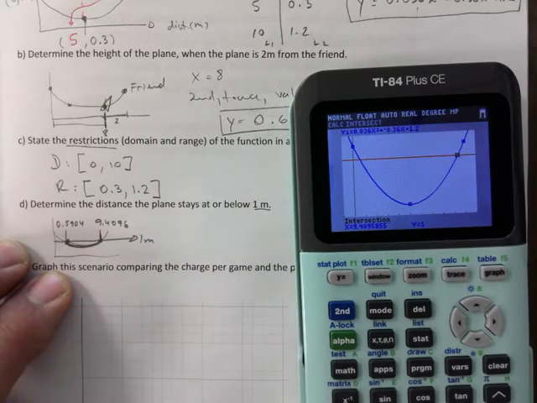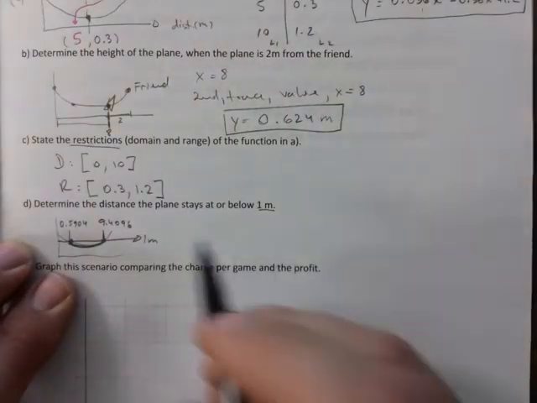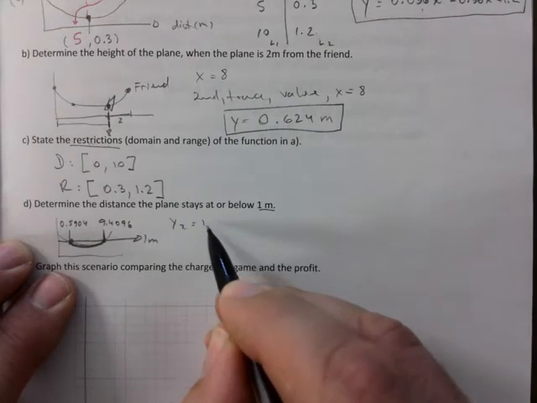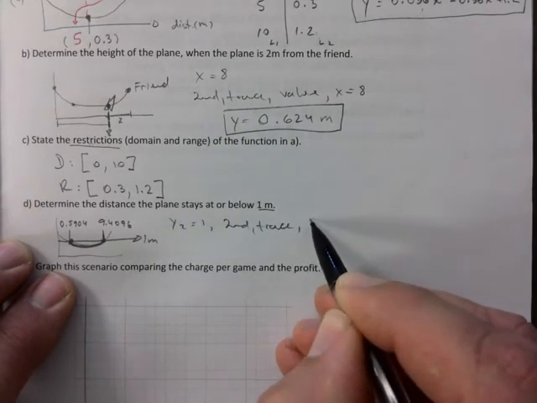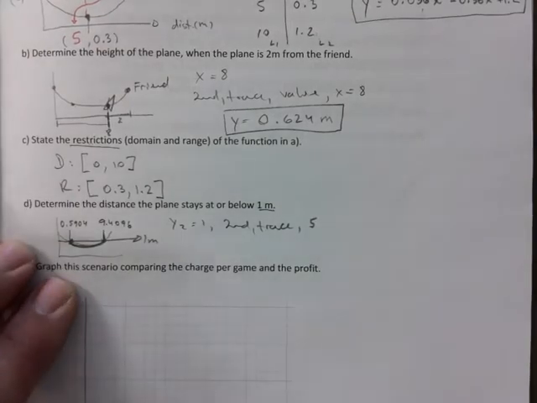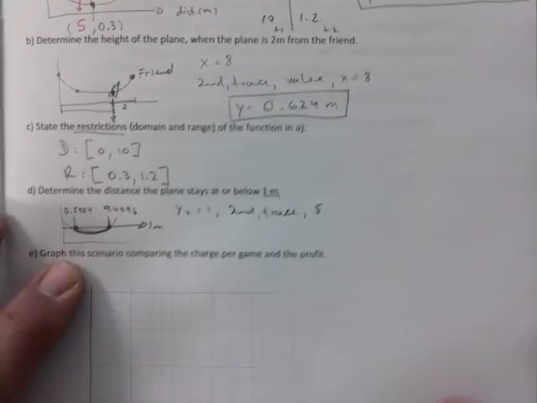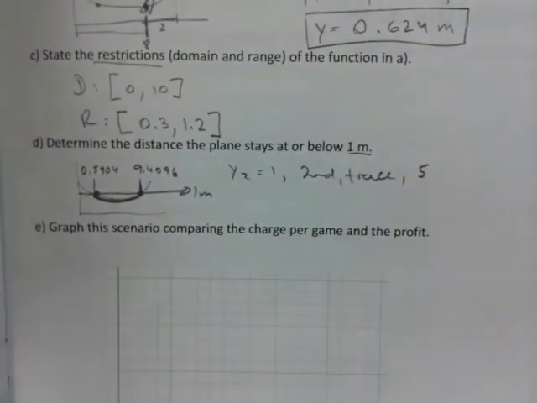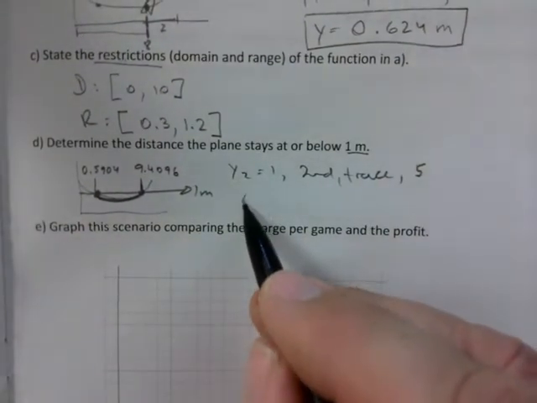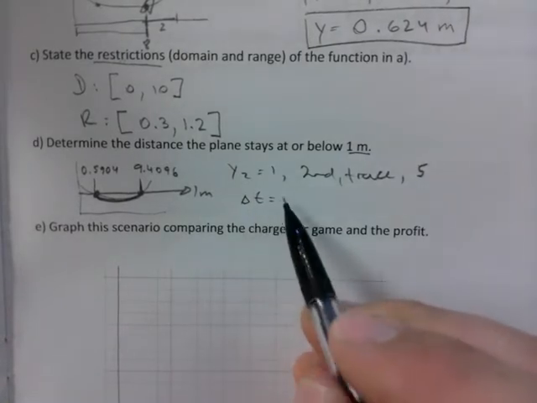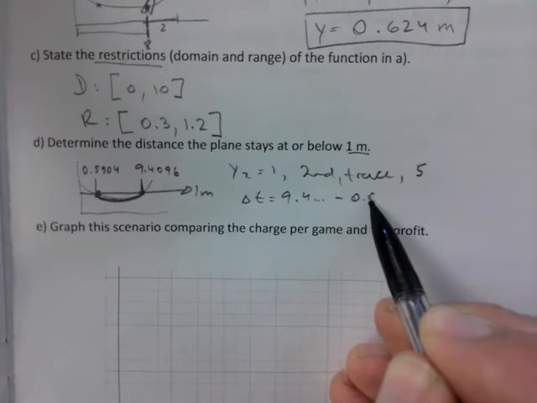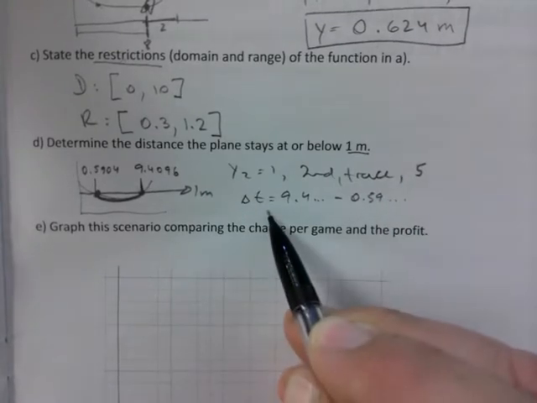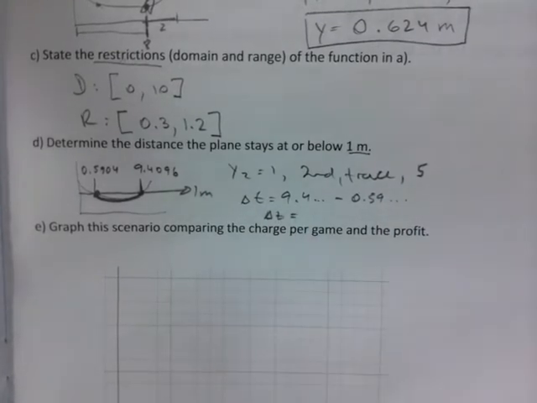That is 9.4096. And of course, I'm going to tell Mr. Dirksen that I did this. Just one time is fine. Let me zoom into that because you can probably barely see it. There it is. And then I need to find delta time. Delta is the difference. So 9.4 that it did, minus 0.59 and so forth. The time that went by.